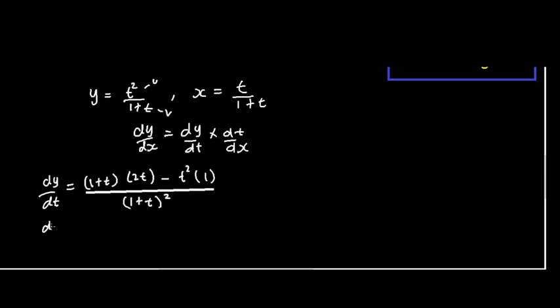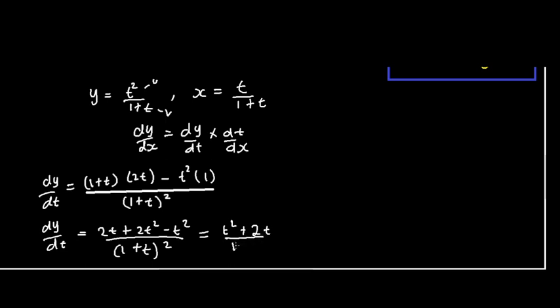And then we shall get our dy/dt being equal to, when you simplify this, 2t plus 2t squared minus t squared, the whole of this divided by 1 plus t bracket squared, and this one here gives us t squared plus 2t over 1 plus t bracket squared.